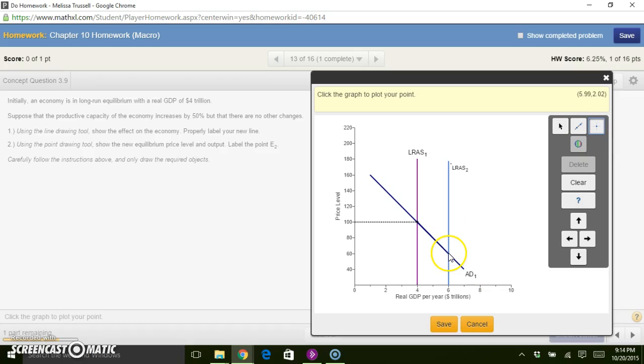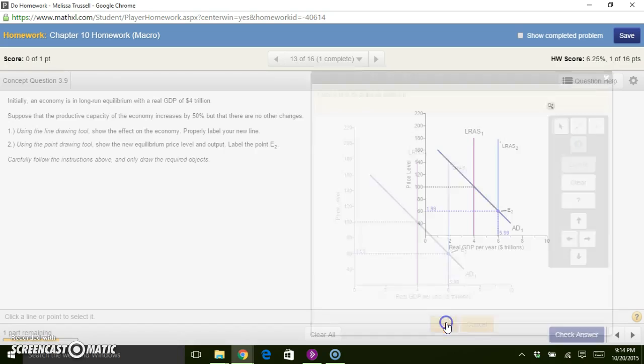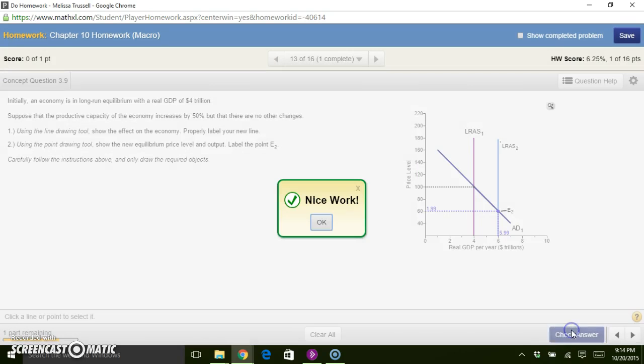So I'm going to use the point drawing tool to place a point here at the intersection of my new supply curve and my demand curve. And I'm going to move the label out so that it's not overlapping and so it doesn't freak out my econ lab. And we'll label this E2 as it asks us to. Alright, and then looks good.